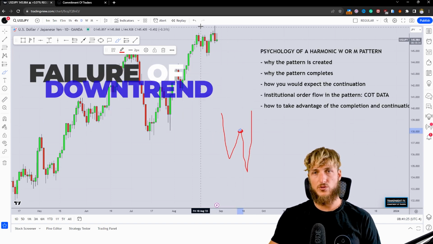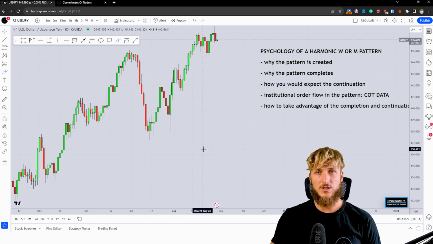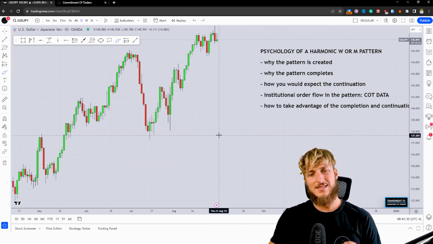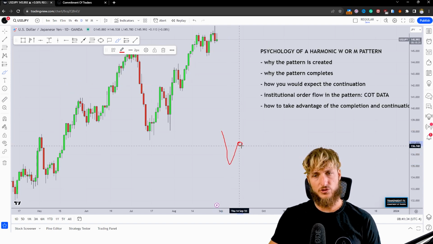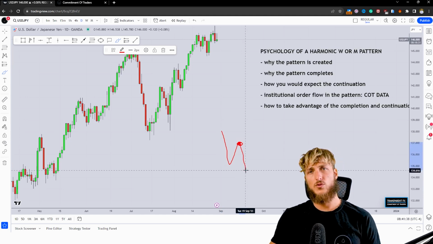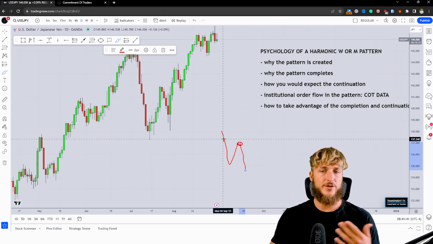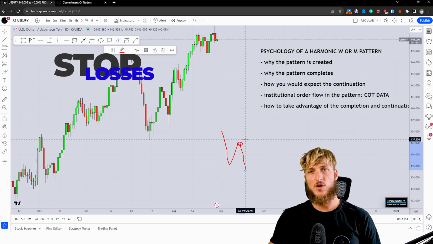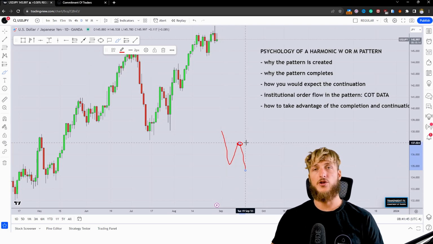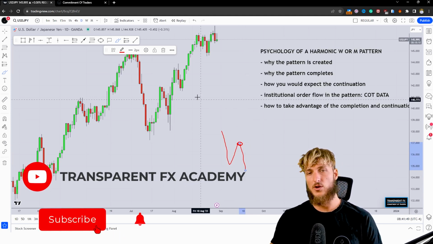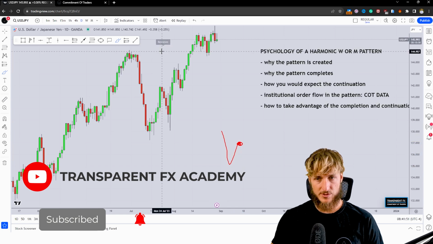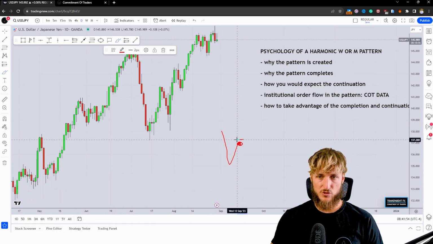Now, what is very important to keep in mind to continue with this discussion is that when you have an impulse and correction, all the retail traders that start shorting the market here, if you think about it, where will their stop losses be? All the stop losses of retail traders are usually placed above the previous high. That is what you read in all the books and all the mainstream courses, right? Your stop loss is supposed to be above the high if you're taking a short, right?